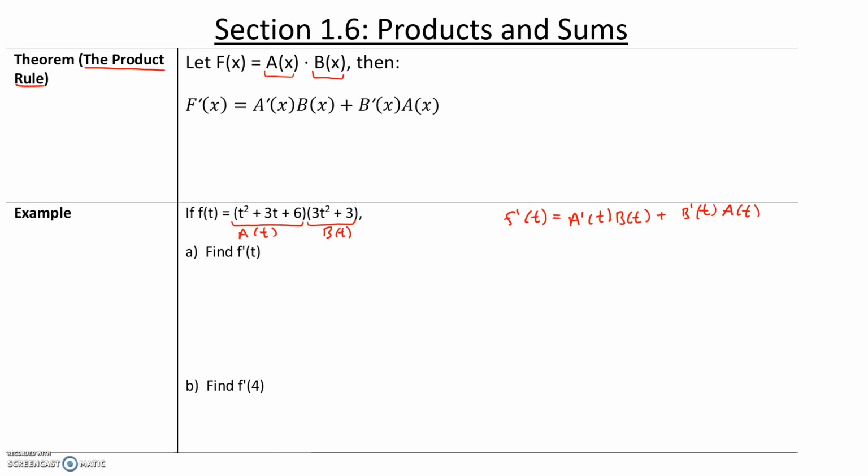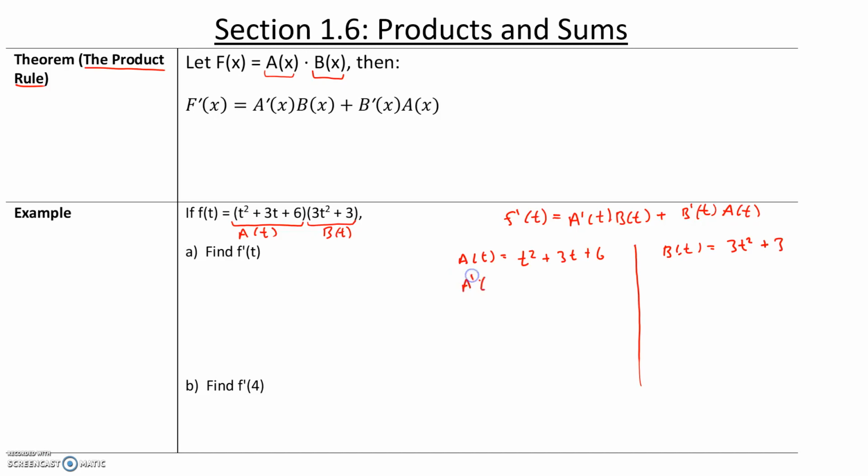So let's see what we have. We have two different functions. We have a of t. Let me actually back up a little bit. We have a of t, which equals t squared plus 3t plus 6. And we have b of t, which equals 3t to the second power plus 3. Now you don't have to organize it the way I'm organizing it. You can use any method you like.